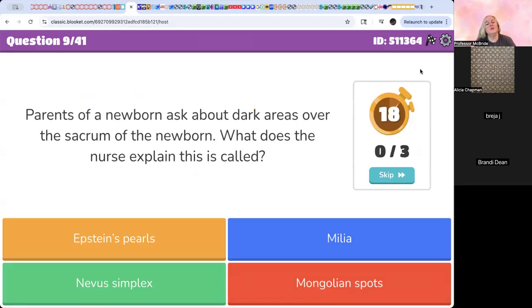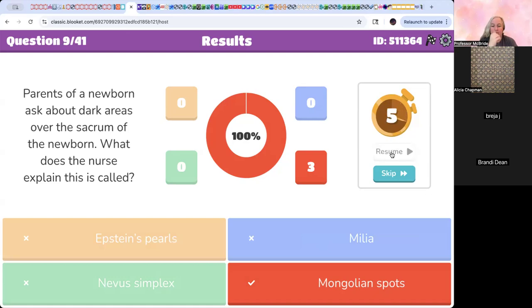Parents of a newborn ask about dark areas over the sacrum. What does the nurse explain that this is called? Yep. The dark areas over the sacrum are called Mongolian spots. It's a good idea to document these because they'll fade over time, but they don't always go away and they can look like bruises. So it's good to have them documented because that helps to tease out if there's any concern for safety for our baby.